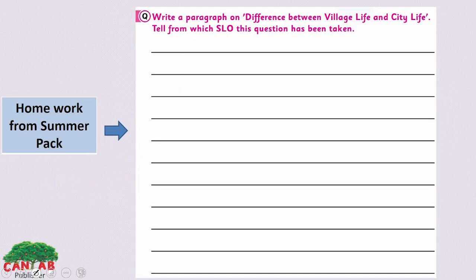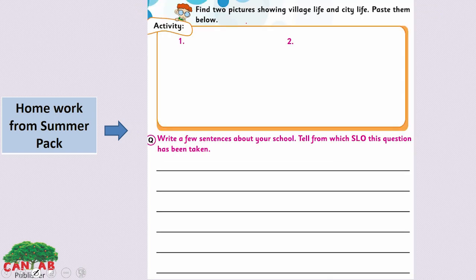This is your homework from summer pack. Write a paragraph on difference between village and city life. You have a very good idea of your unit number 3, so you can write this very easily. There is an activity here. Find 2 pictures showing village life and city life. Paste them below. You have to paste a picture of village life here and the city life here.